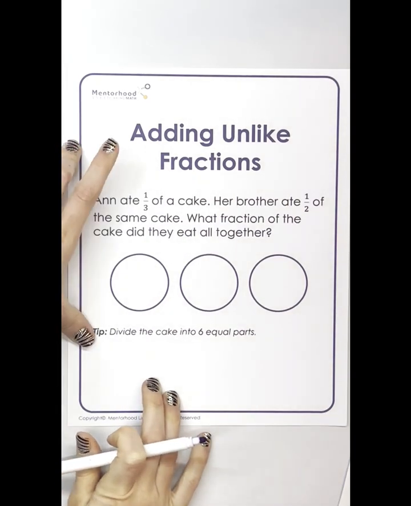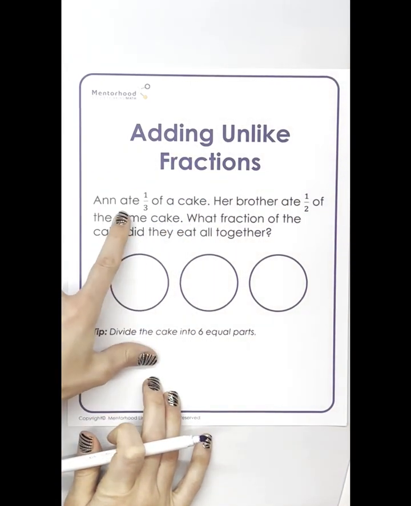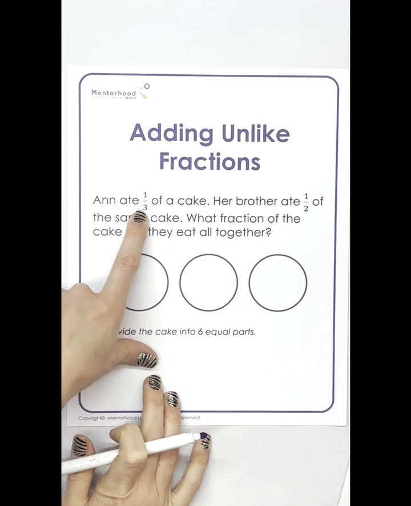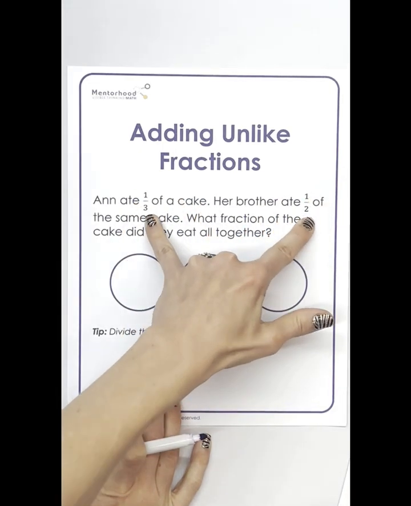Let's take a look at an example of adding unlike fractions. Unlike fractions are fractions that have a different denominator, bottom number. So 1/3 and 1/2. The bottom numbers are different.